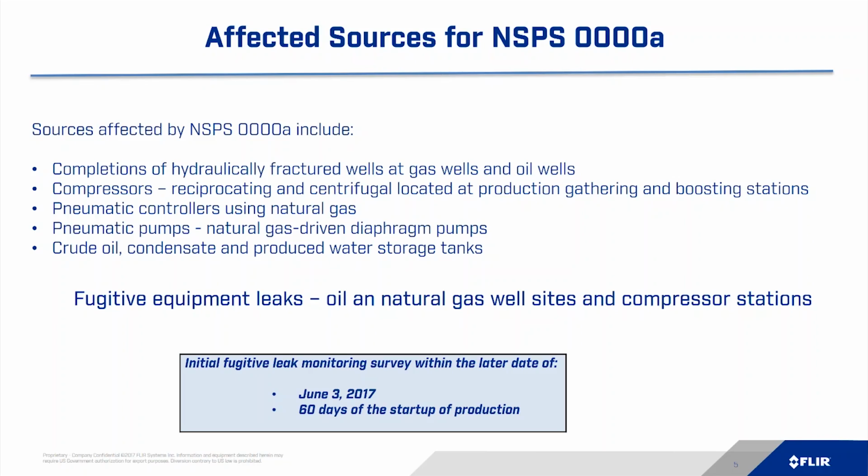With regards to the timeline, you can see here at the bottom, this goes into effect June 3rd of 2017, where initial fugitive leak monitoring surveys must be complete by that date on the calendar. Also, for new production sites or new facilities, whether they be well sites or compressor stations that start up production after this date in 2017, then the initial survey must be complete within 60 days of that startup of production.